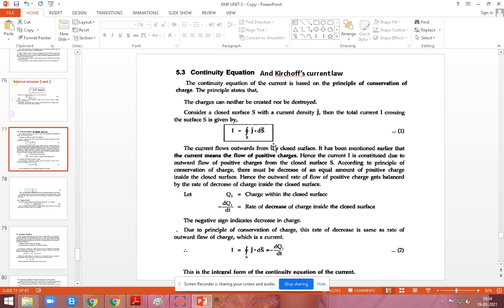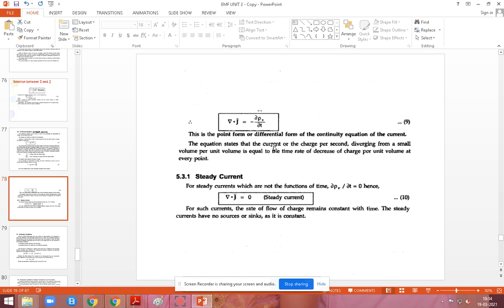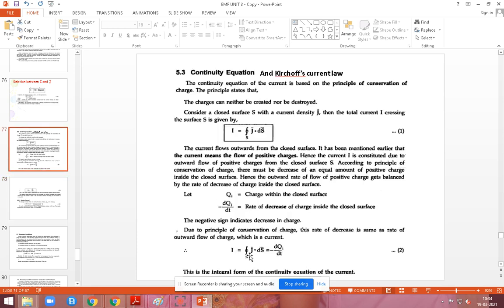So in terms of current it is represented, that's why here they indicated Kirchhoff's current law. Then del dot j vector. The dot product del dot j vector can be written as minus dou rho v by dou t. This is nothing but the differential form of your continuity equation. In the current value, the surface integral of j dot ds vector is nothing but del dot j vector.